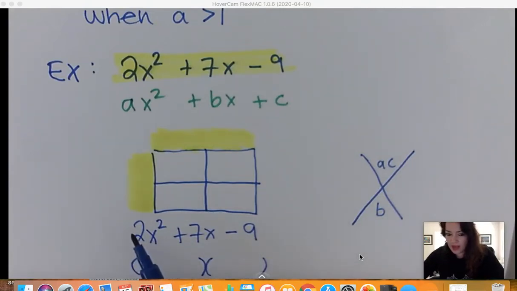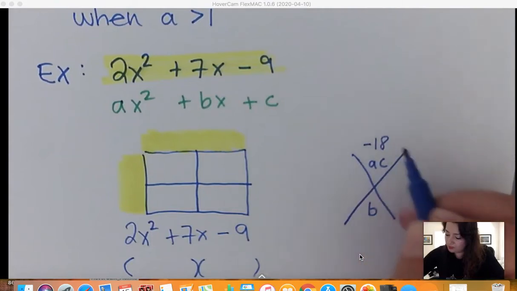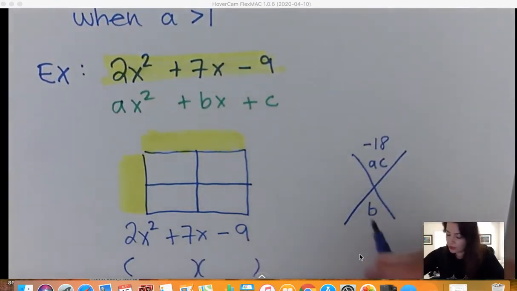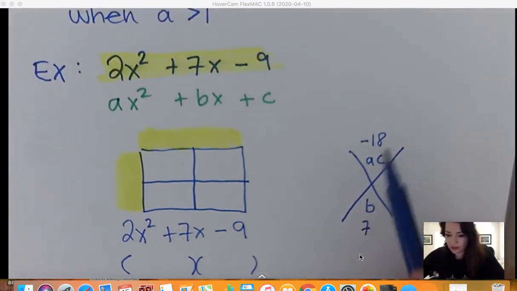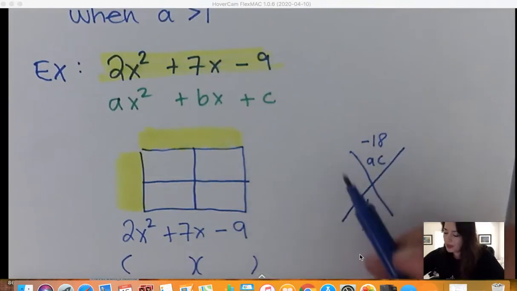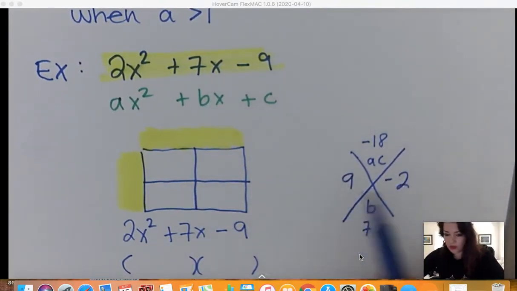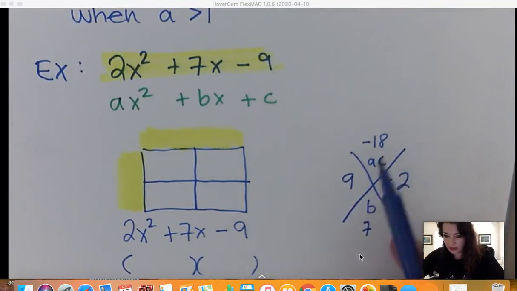So my a value in this case is 2, and my c value is -9. So I want to multiply my a times c, which is -18, and my b value is 7. So can you think of two numbers that when you multiply give you -18 that add up to 7? If you said 9 and -2, you are correct. 9 times -2 is -18, and 9 minus 2 is 7.